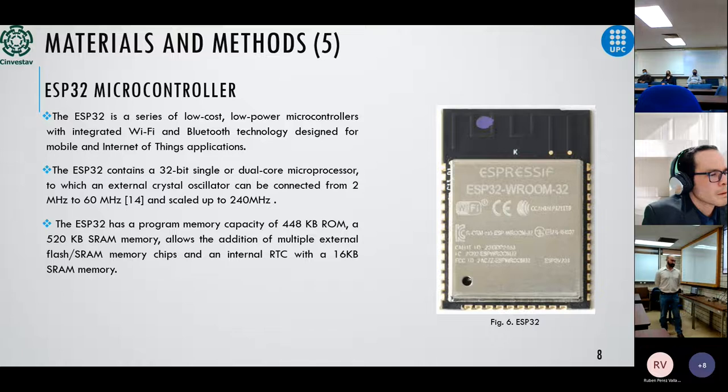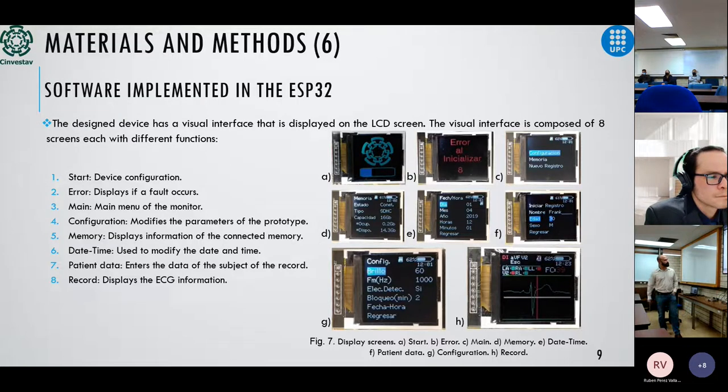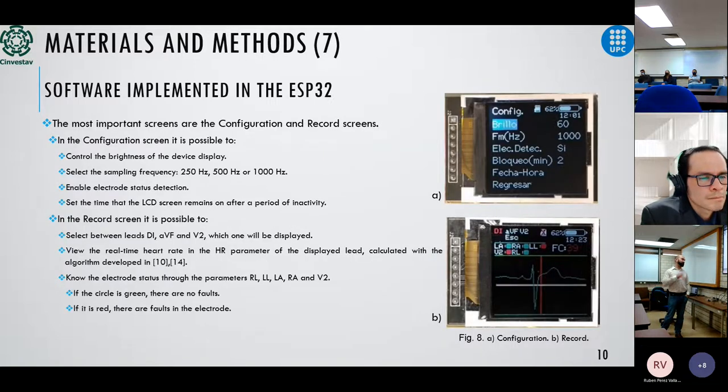Now, the ESP32 is a 32-bit dual-core microprocessor that supports 240 megahertz. The ESP has a program memory and SRAM, and includes an internal RTC, but in addition, you could connect an external flash or SRAM memory. Now, the device's visual interface is composed of a screen with the start, error, configuration, memory, data, time, and record options. The two most important are configuration and the record.